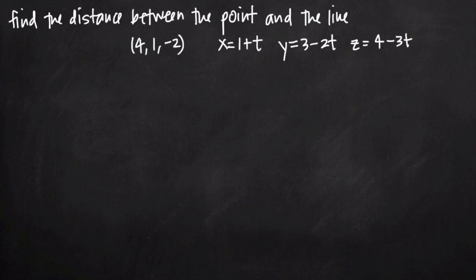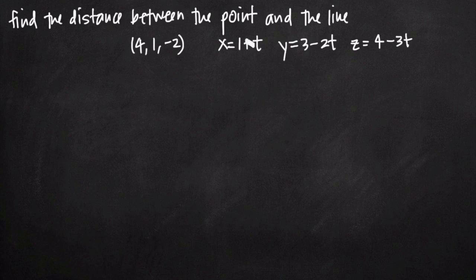Today we're going to be talking about how to find the distance between a point and a line, and in this particular problem we've been given the point (4, 1, -2), and we've been given a line defined by parametric equations. So the first thing we need to do is take the equation of the line, which is in parametric form here, and define it in terms of vectors.